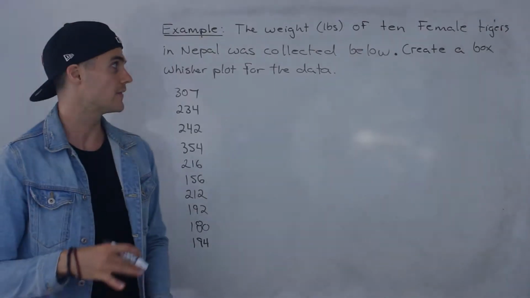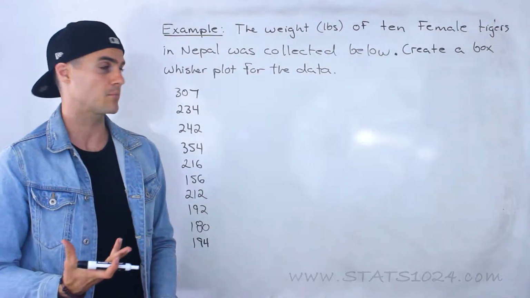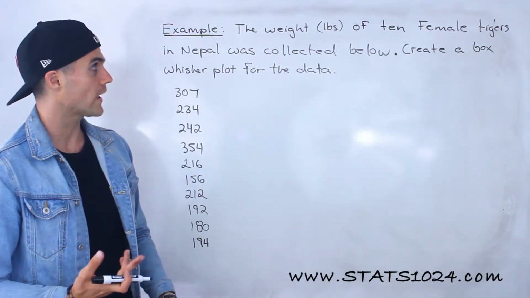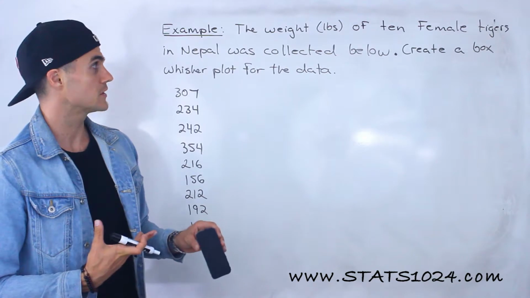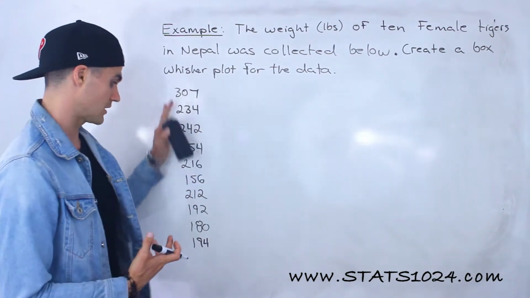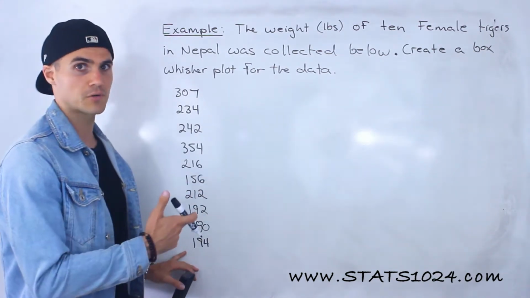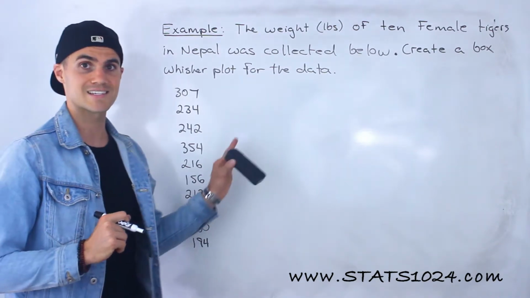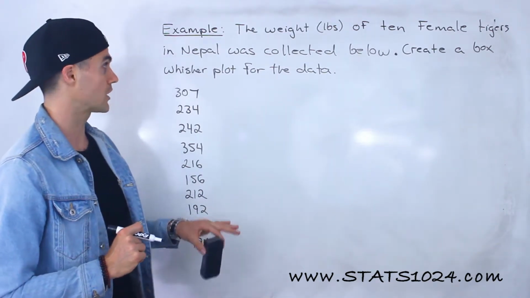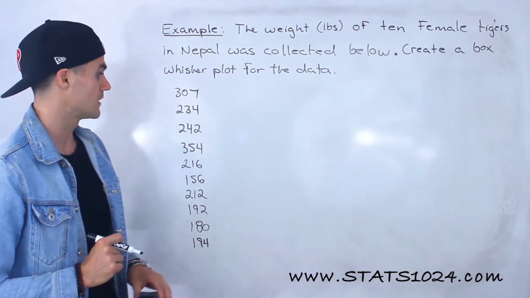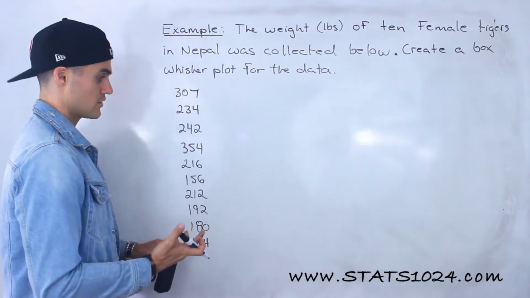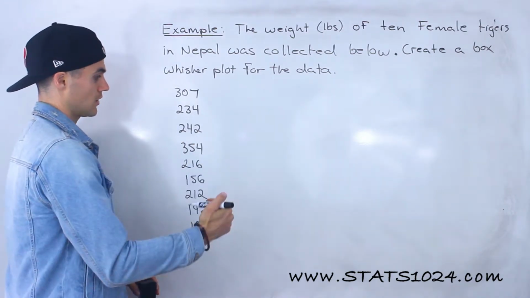Patrick here, and in this video we're going to do another example where we have to create a Box-Whisker plot, and we're given the weight in pounds of 10 female tigers in Nepal that was collected over here. So a very similar example that we've done before, but we were making a stem plot in that example. Now we're going to be making a Box-Whisker plot. So first thing we got to do is arrange these weights from smallest to largest.